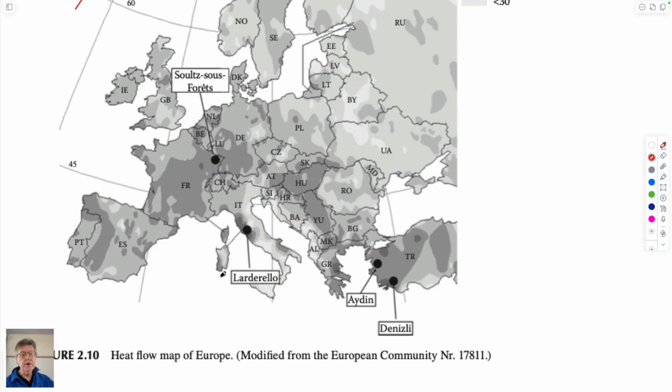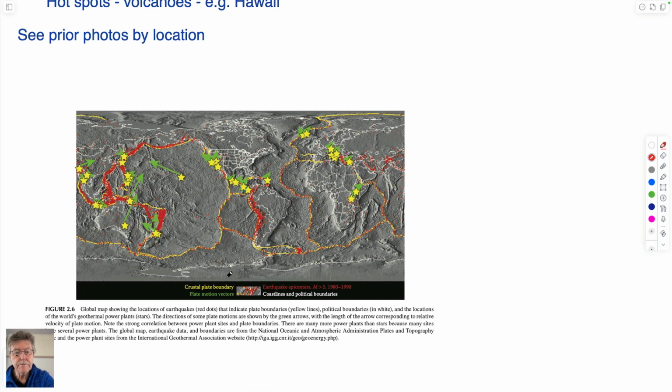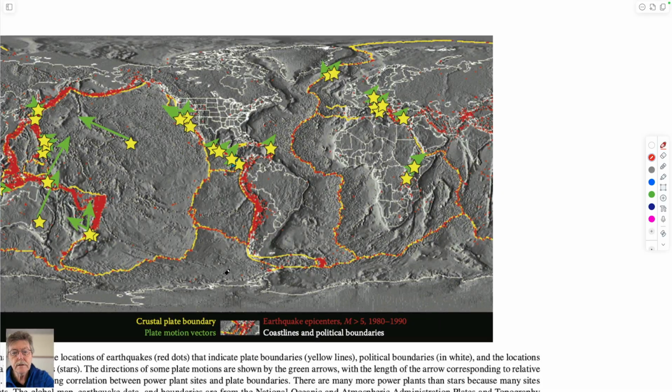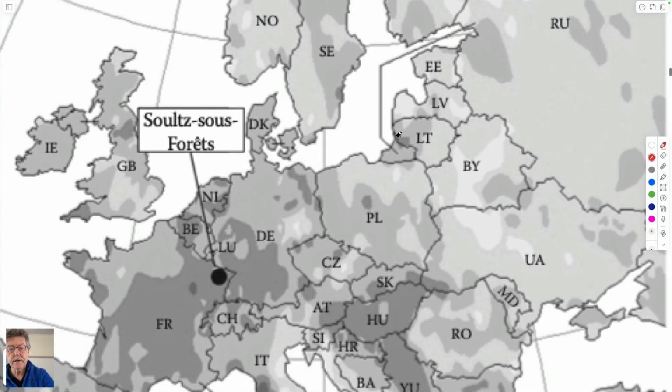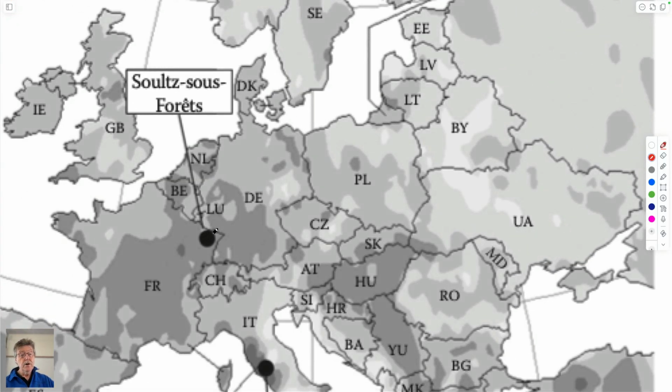If you look at Europe, we mentioned on this map that these individual yellow stars are geothermal plants. And this perhaps is Soultz, which is on the border between Germany and France. And if you look right here, this is exactly where it is. This is the River Rhine, which comes up here and flows ultimately to the Netherlands, which is basically the Rhine Delta. So this is a rift valley, the Rhine Rift Valley.